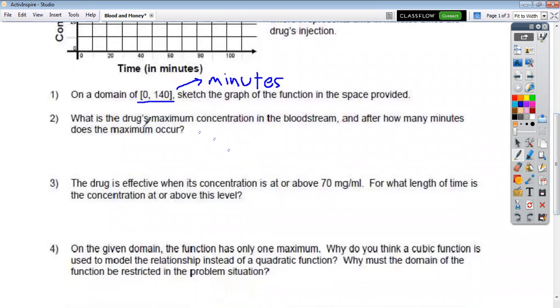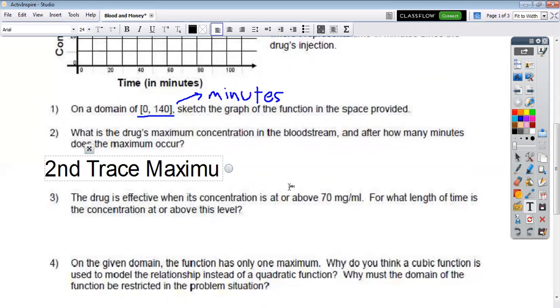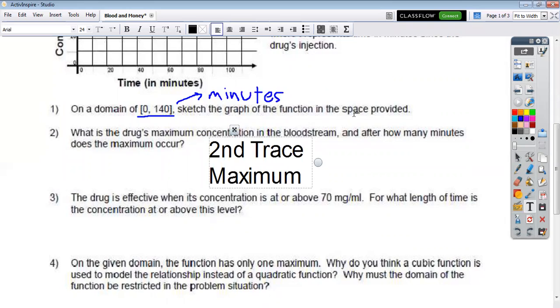Then it asks what the drug's maximum concentration is in the bloodstream. You should use your calculator, and you should use the second trace, and then maximum. Use that, that will find your maximum, and you're looking for the X and the Y, or actually just the X for the maximum.